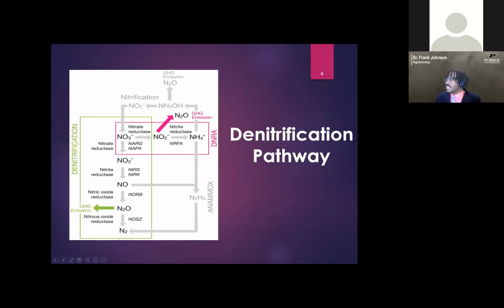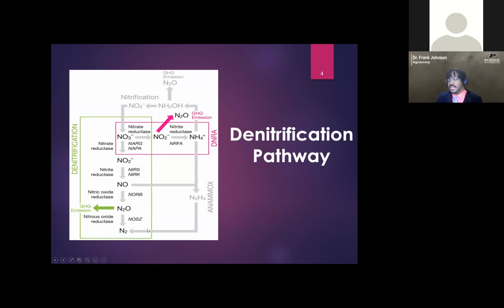So denitrification is the microbial facilitated reduction of nitrate to dinitrogen. As you can see, it's along this pathway here in the green box, starting as nitrate and ending up as N2. There are intermediate gases that are produced during this process. So we have nitrogen dioxide, then it is transformed to nitric oxide, followed by nitrous oxide before the last transformation to dinitrogen.